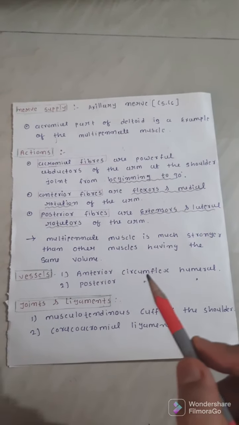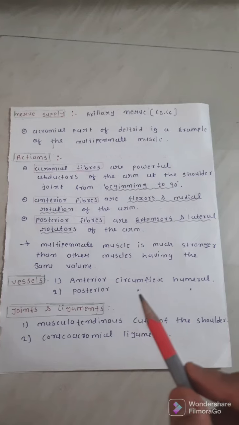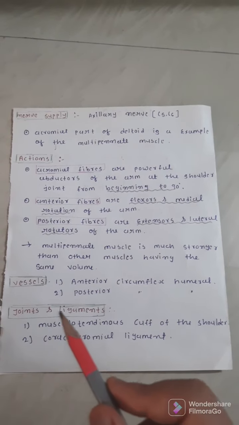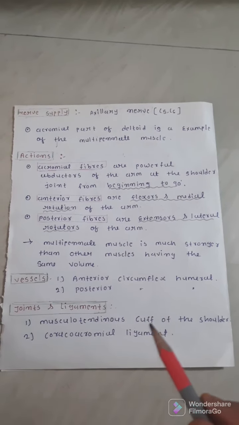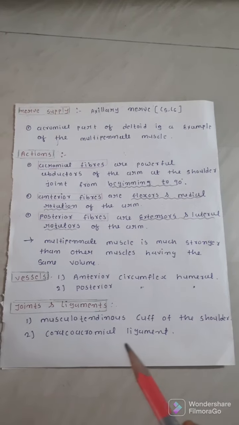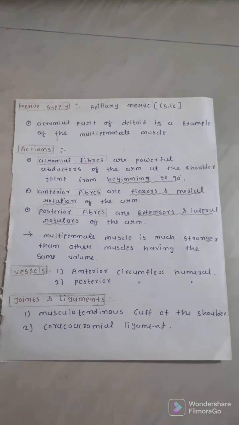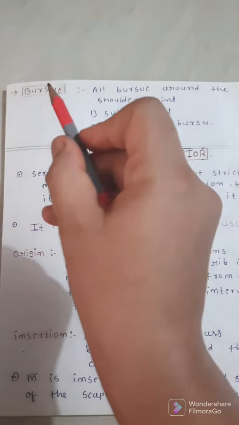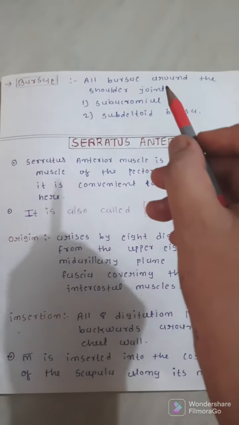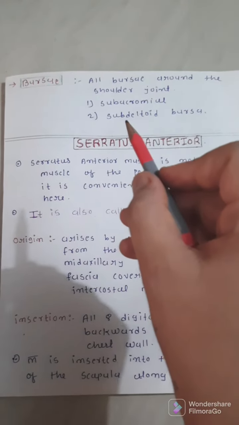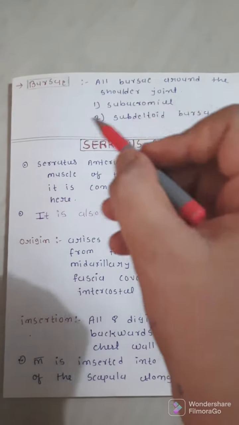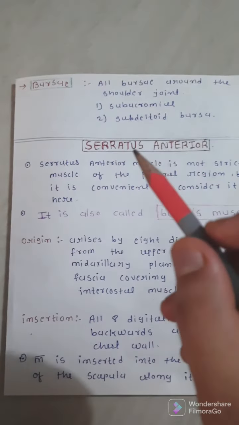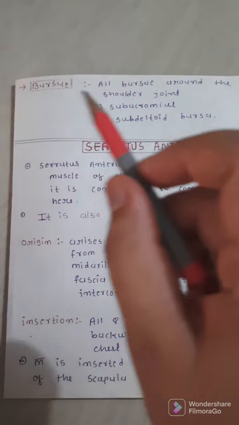Vessels: anterior circumflex humeral and posterior circumflex humeral. Joints and ligament: musculotendinous cuff of the shoulder and coracoacromial ligament. Bursa: all bursa around the shoulder joint, subacromial and subdeltoid bursa. This is origin, insertion and nerve supply, and all including the bursas.